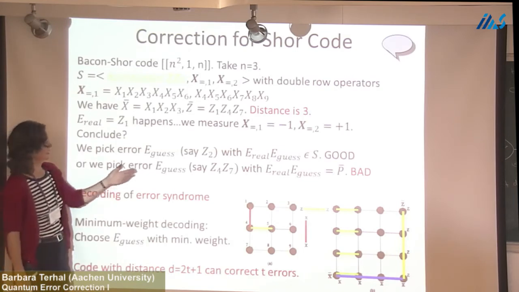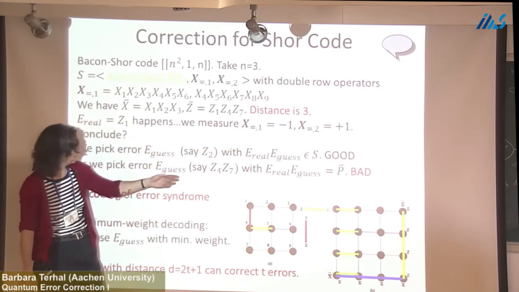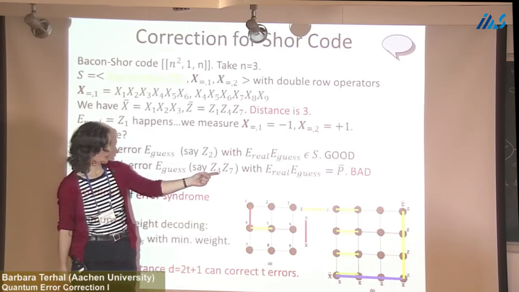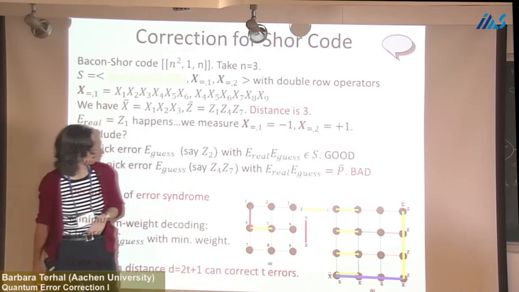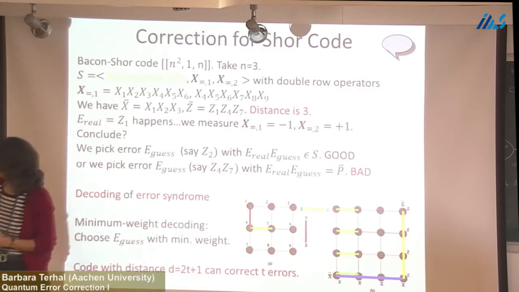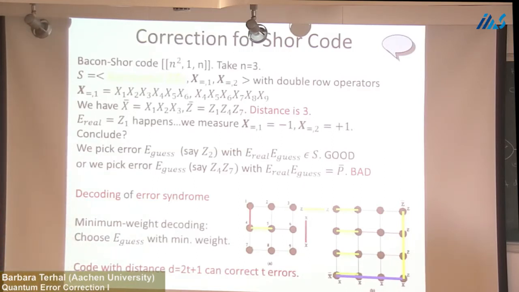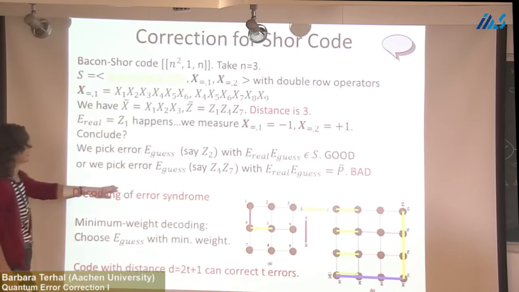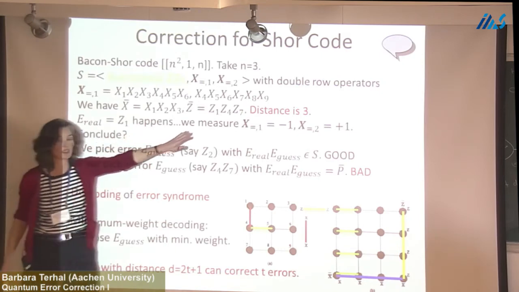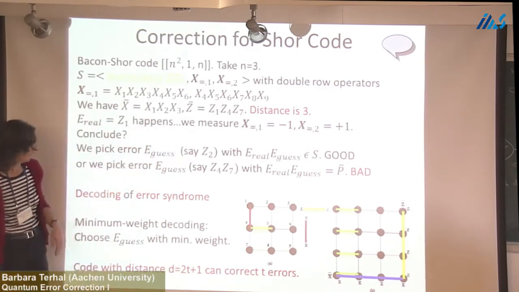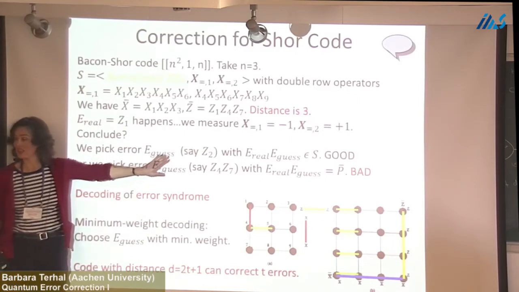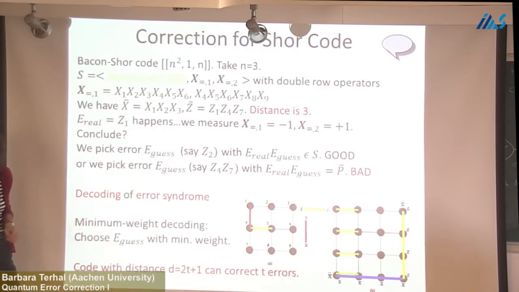In the other case, let's imagine I do something a little stupid. I infer that the error is Z4, Z7, which may not be very logical, and that is actually a logical operator, because then I have done Z1, Z4, Z7, and that's a logical operator. This procedure of taking the error syndrome, which are the eigenvalues of the stabilizer checks, and inferring what error is most likely to have occurred, is what's called decoding of the error syndrome.